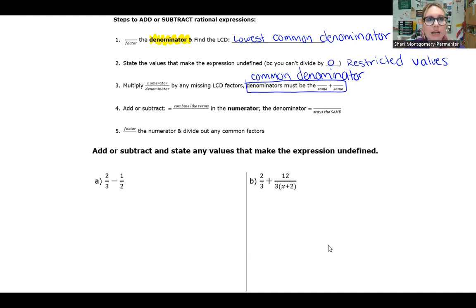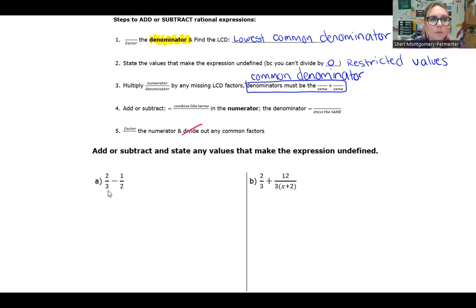When you add or subtract, the denominator will stay the same. So they are the same, and then that same denominator. And then the only thing that you do is combine like terms in the numerator. Last, you're going to factor the numerator if you can. Sometimes you can, sometimes you can't. And then you'll mark out any common factors in the numerator and denominator. So divide out common factors, we're going to mark them out.